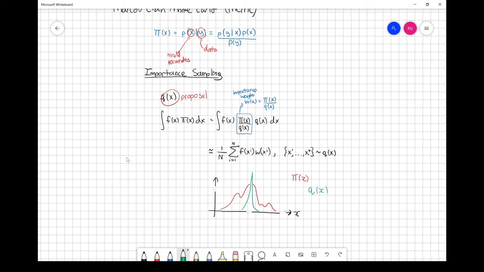So now in the next video, we'll talk about what problems you might have if you try and use importance sampling, and therefore motivate why we need sequential Monte Carlo samplers.